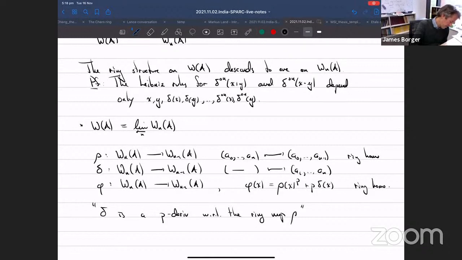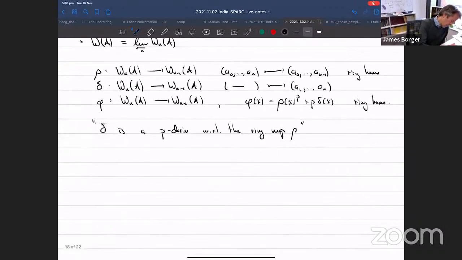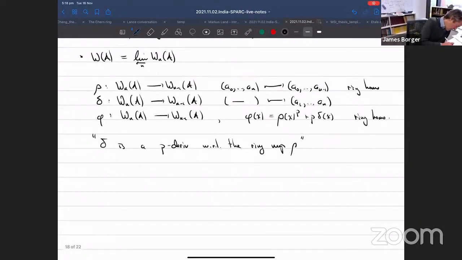So I could have defined more generally a p-derivation with respect to any ring homomorphism, but in the first lecture, I just did it with respect to the identity map. Okay, one thing I haven't done yet, maybe I was a little amiss in not talking about this. Let me just give a concrete example, which probably many people know.